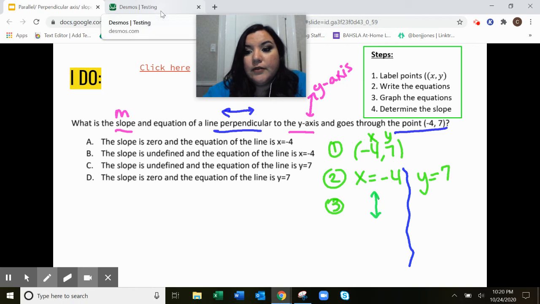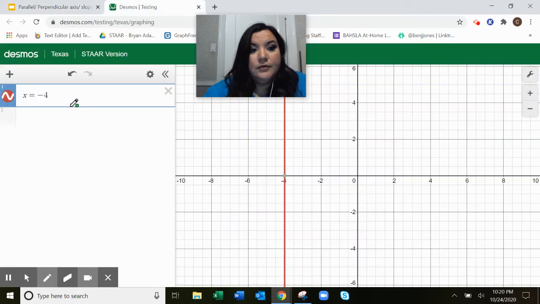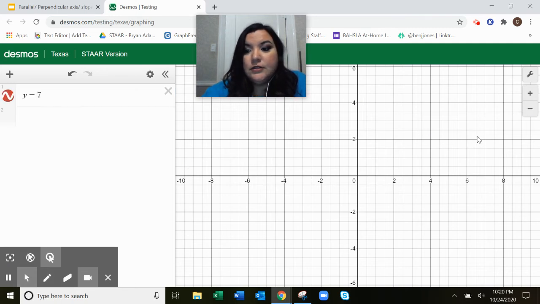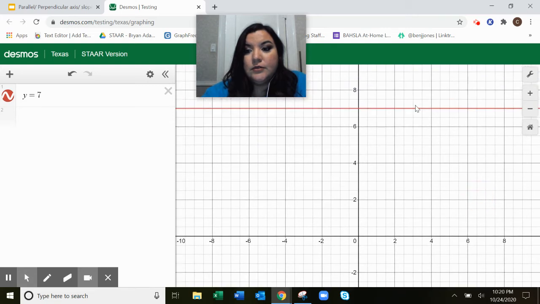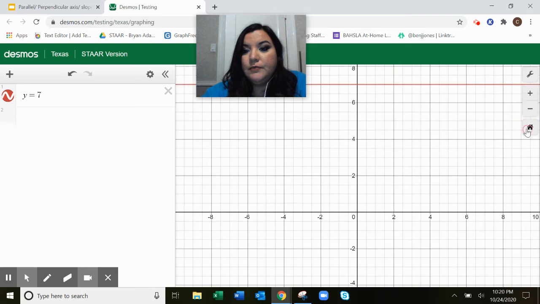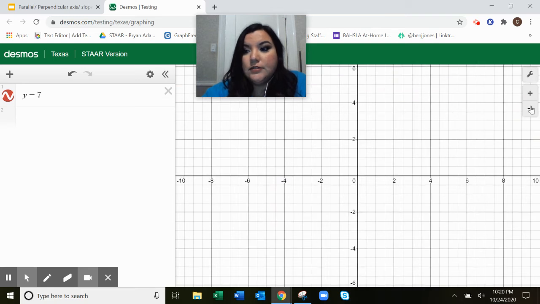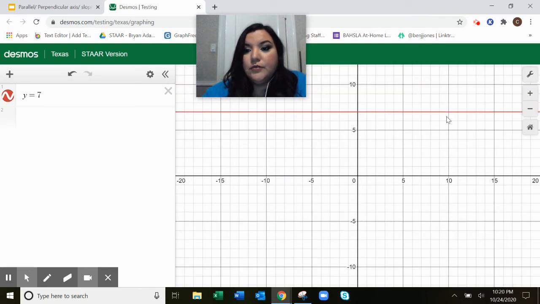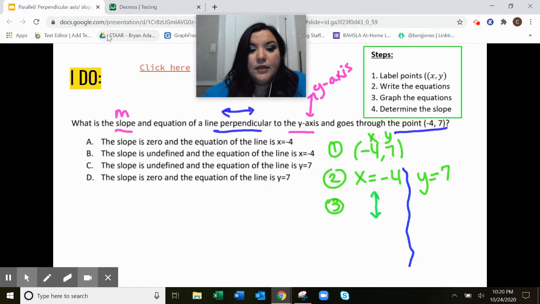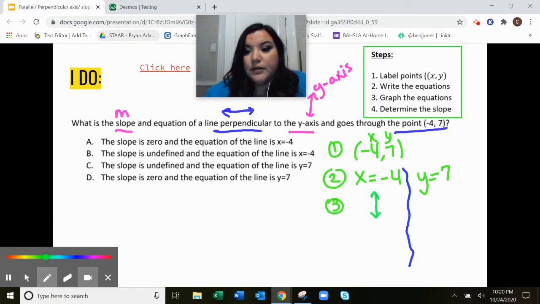Now I'm going to go ahead and graph y equals 7. And here we are. So we see that this line is going left to right. So if you see this here, just press the minus sign in order to zoom out, and then you will be able to see your graph. So the line goes left to right. And so that's what we're going to also draw here. So it's a line that goes left to right.